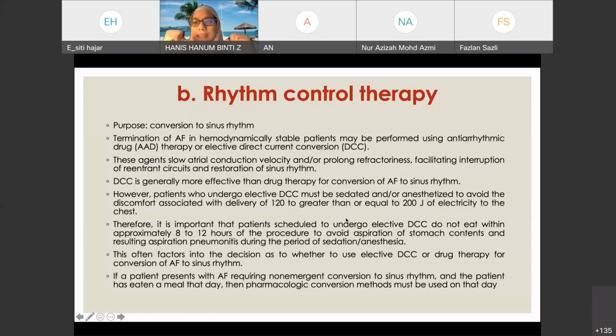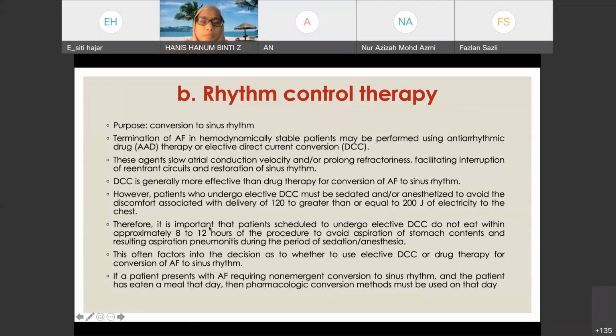So maknanya bila kita nak guna DCC ni, we're actually applying electric shock dekat jantung. So they have to be sedated. Yang macam kita tengok kat movie tu kan. So they have to be sedated. And sometimes they need to be given oral anticoagulant to prevent from developing clots.